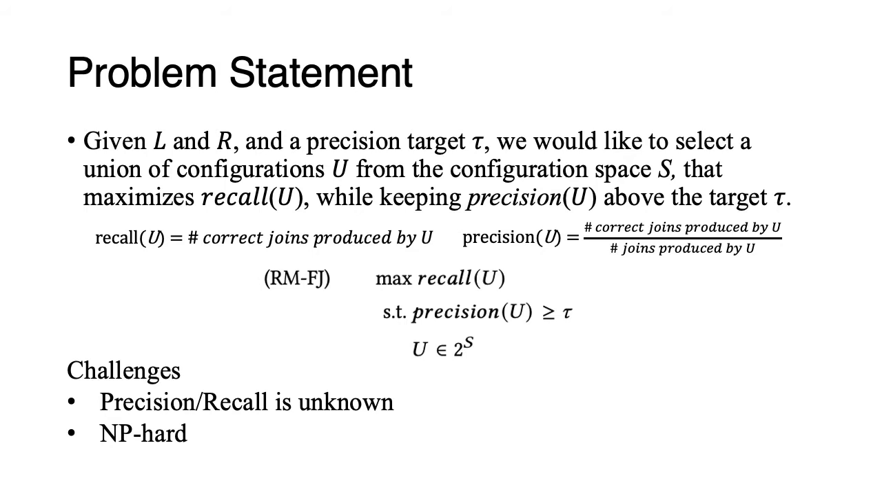The first challenge is that the precision or recall is unknown. Actually, we just need to know one of them, because by definition, we can compute the recall using the product of precision and the number of produced joins. The second challenge is that even if we know the precision and the recall, this problem is NP hard, because we need to select a subset from the space, and the number of possible subsets is exponential to the size of the space.